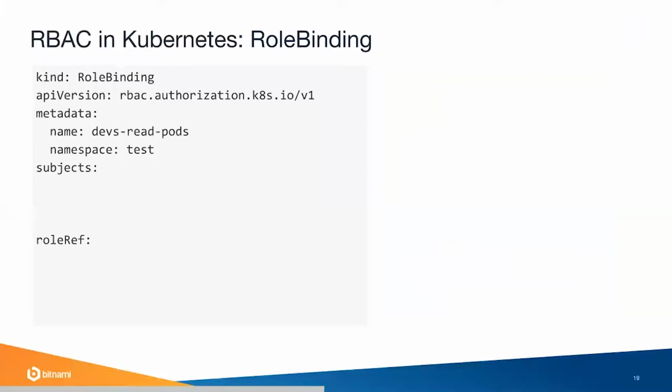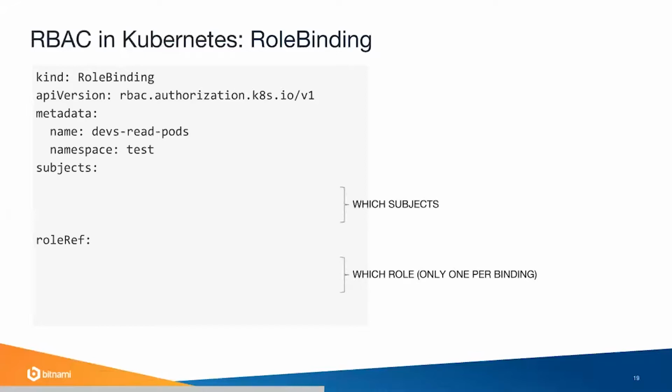And once again, we have the common section, the kind, API version, metadata. And now we have two sections, which are subjects and role refs. Very simple. The first one will be which subjects are going to be able to do which operations of the resource, which role. So you can apply one role to a set of subjects.